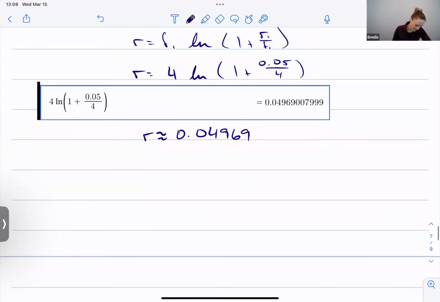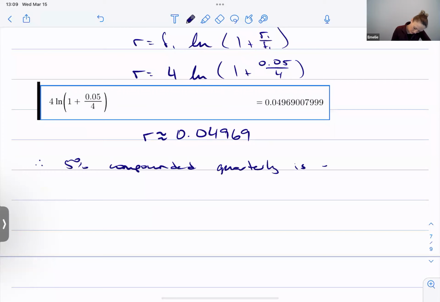So therefore, 5% compounded quarterly is equivalent to 4.969% compounded continuously.